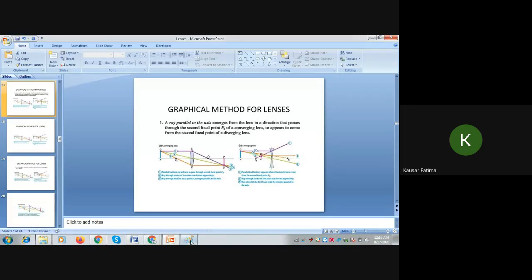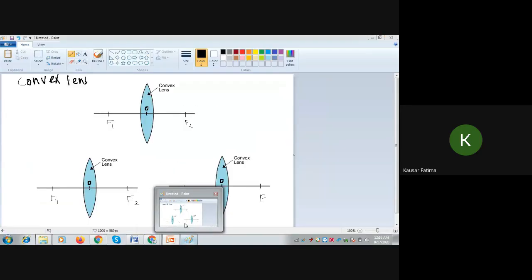We will draw the ray diagram here. Three lenses are shown here. So this is the convex lens, and this is F1 and F2 on the other side. Okay, so first ray which comes parallel to the principal axis, this is the ray. This central line, the one which is parallel to the principal axis, is already drawn.